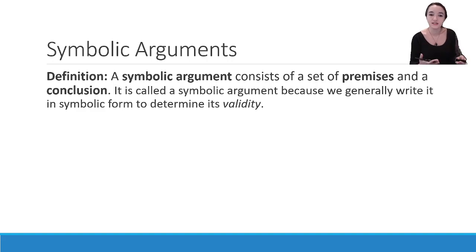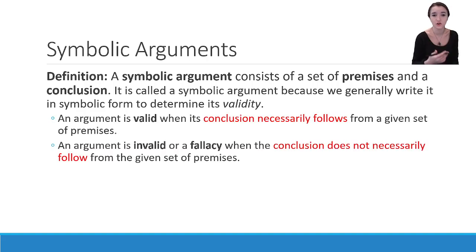So first, what is a symbolic argument? A symbolic argument consists of a set of premises and a conclusion. It's called a symbolic argument because we generally write it in a symbolic form to determine its validity. So an argument is valid when its conclusion necessarily follows from a given set of premises. An argument is invalid or a fallacy when the conclusion does not necessarily follow from those given premises.